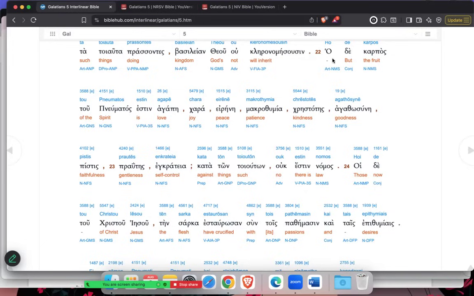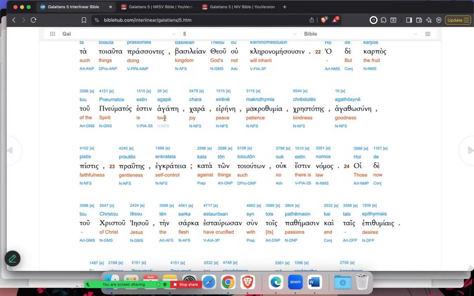Let's look at the Greek. It says, but the fruit of the Spirit, pneumatos, is love, and they use agape, joy, chara, peace, eirene, patience, macrothumia, kindness, chrestotes, goodness, agathosune, faithfulness, pistis, gentleness, prautes, self-control, enkrateia. And some interesting things here.